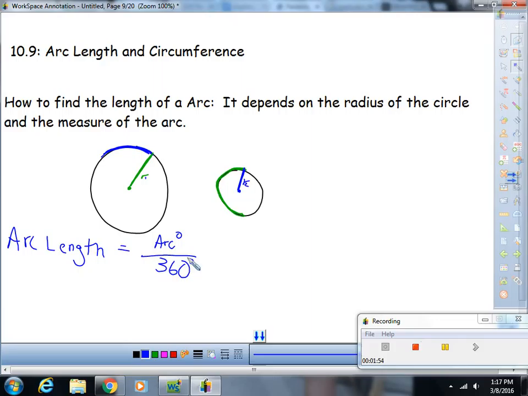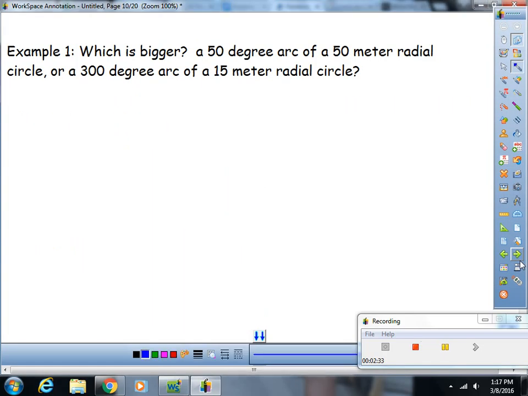So if the arc was 180 degrees, what kind of arc would it be? A semicircle, and the circumference would be twice as long as the length, so it would be half. So what we do is we take our arc, we divide it by 360, and we multiply by the circumference. You may also see it as arc over 360 times 2 pi r. Those are the same things. Okay? So that is our equation for arc length. Let's do a couple examples.